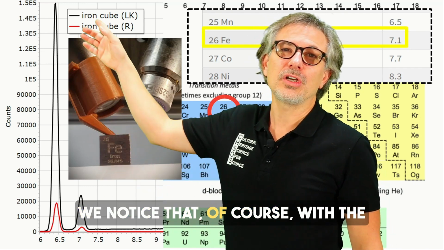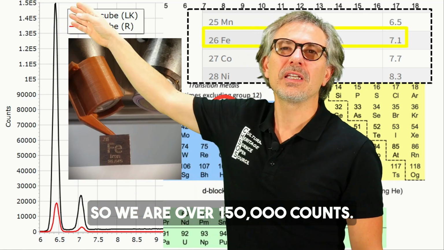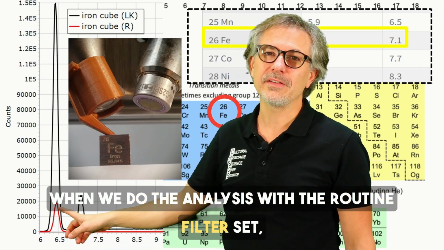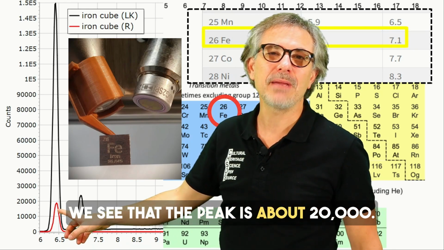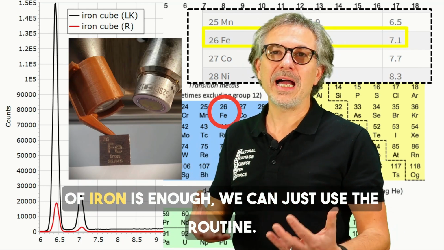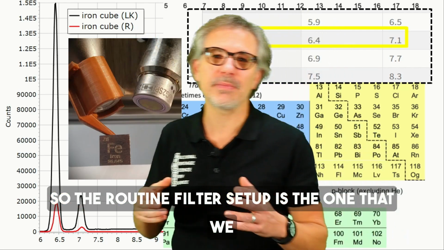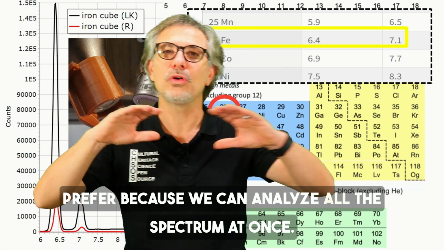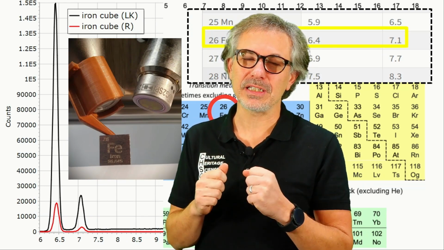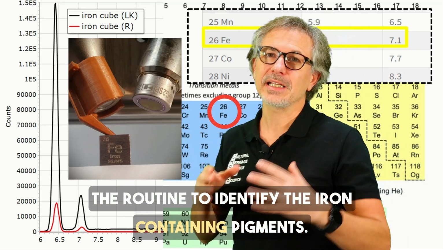Observation: we notice that, of course, with the low filter the signal of iron is extremely strong, so we are over 150,000 counts. When we do the analysis with the routine filter set, we see that the peak is about 20,000. So basically, if the content of iron is enough, we can just use the routine. The routine filter setup is the one that we prefer because we can analyze all the spectrum at once. The pigments that contain iron contain it as the main element. So it's not really an issue to use the routine to identify the iron containing pigments.